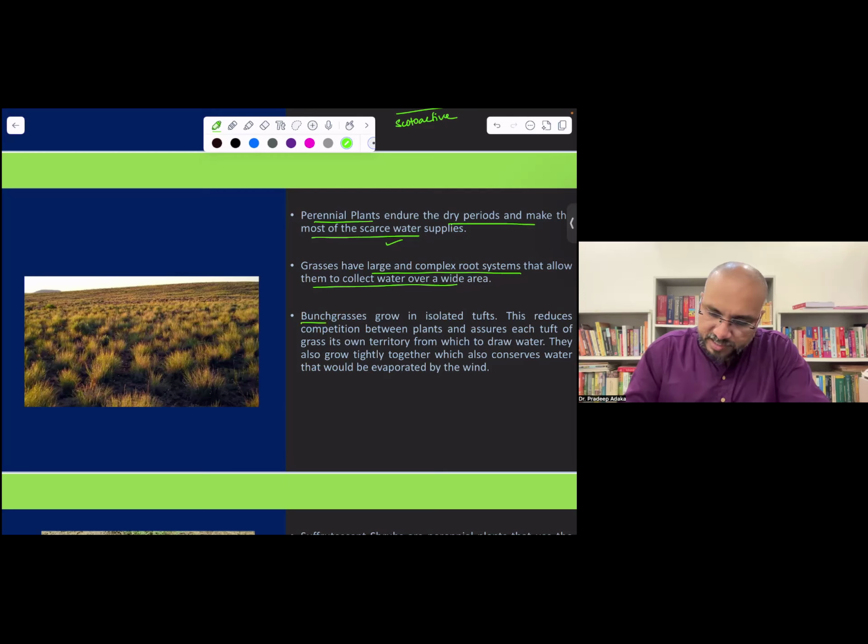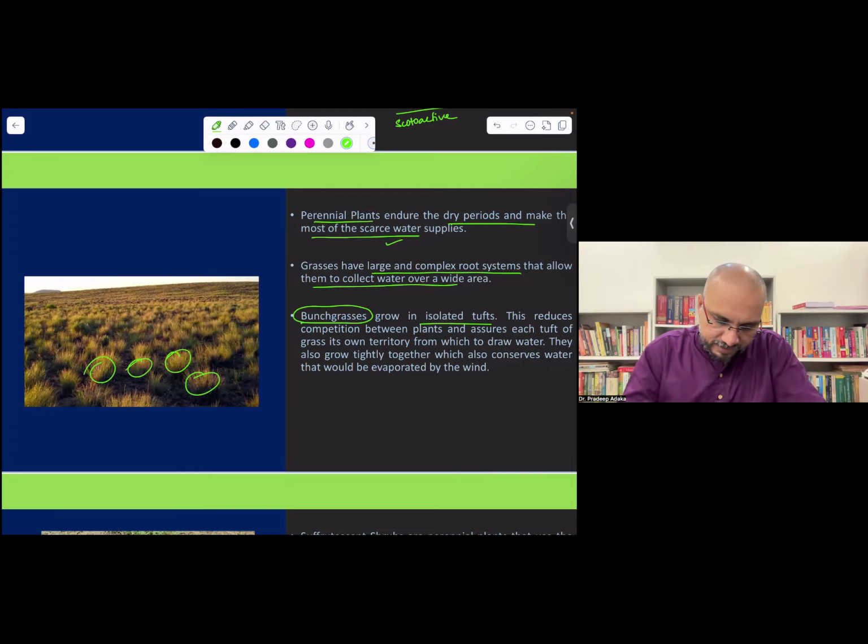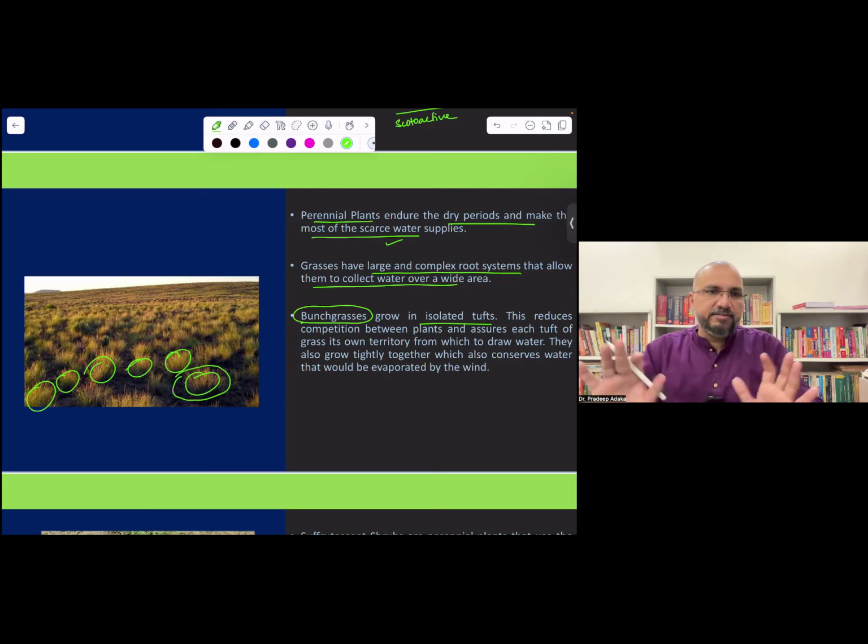So bunch grasses, they grow in isolated tufts. So you can see them, they're growing in isolated patches. A bunch will grow here, another bunch will grow here. You can see this is one bunch, this is another bunch, this is another bunch. So they make sure that the surrounding area will absorb the nutrients from this region. So there is no competition. They are minimizing competition.